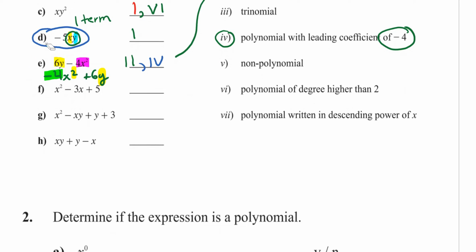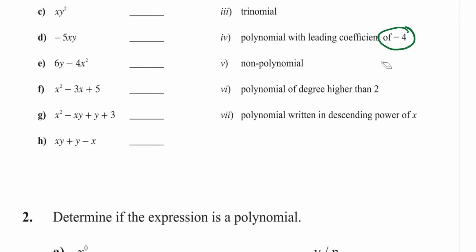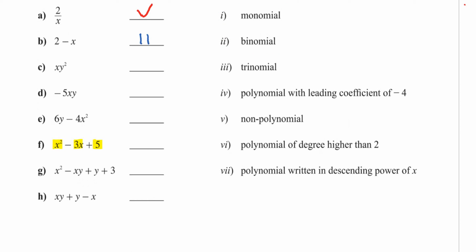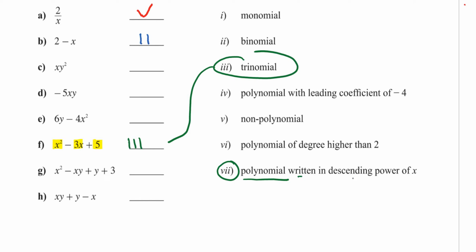Okay, let's move on to the last few here, and I'll just erase all these terms so I have a little bit more space to work with. So let's go on to letter F. With letter F, there's 1, 2, 3, there's 3 terms. So if you have 3 terms, you are dealing with a trinomial. So this will be option number 3. And we also have option number 7 as well, because it is a polynomial written in descending powers of x. That's pretty obvious here, because this is a power 2, this is a power 1, and this is x to the power 0. So I go from a 2, a 1, and a 0, so I am decreasing in power. So option number 7 will also work for that particular problem.